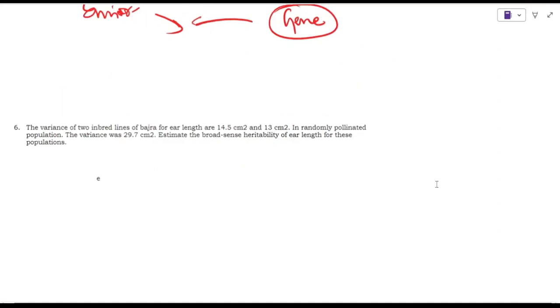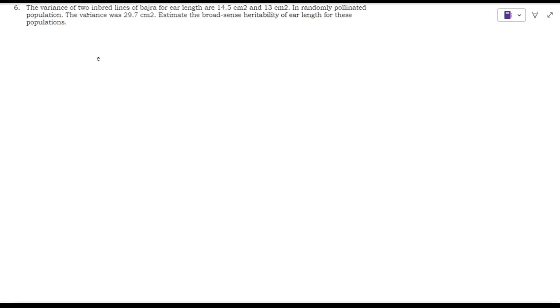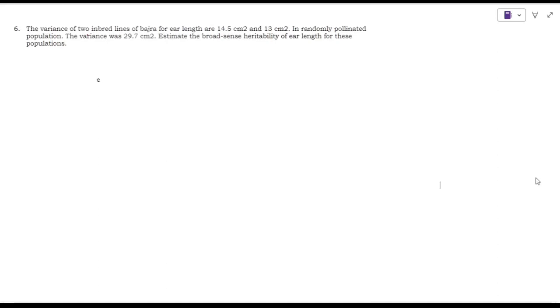The variance of two inbred lines of bajra. The variance or variation of two inbred lines of bajra for ear length are 14.5 centimeter square and 13 centimeter square. In a random pollinated population, the variance was 29.7 centimeter square. Estimate broad sense heritability of ear length for this population.